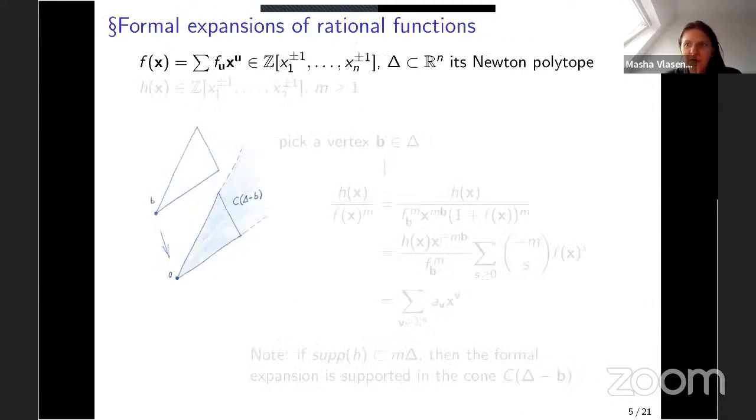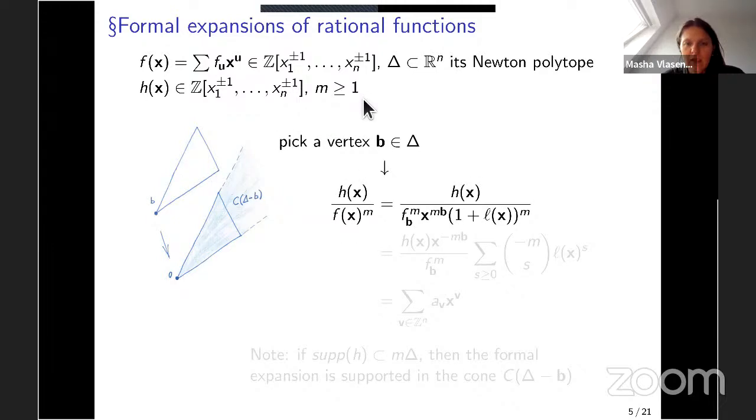Okay, so now I want to show you another elementary congruence of a different kind, which we'll prove using the same methods, and then later we'll start proving both of them. So this congruence concerns expansion coefficients of rational functions. So let me introduce formal expansion of rational functions. We again start with the Laurent polynomial in n variables. Delta is its Newton polytope. Take another Laurent polynomial, take an integer m greater or equal 1, and consider the rational function h divided by f of x to the m.